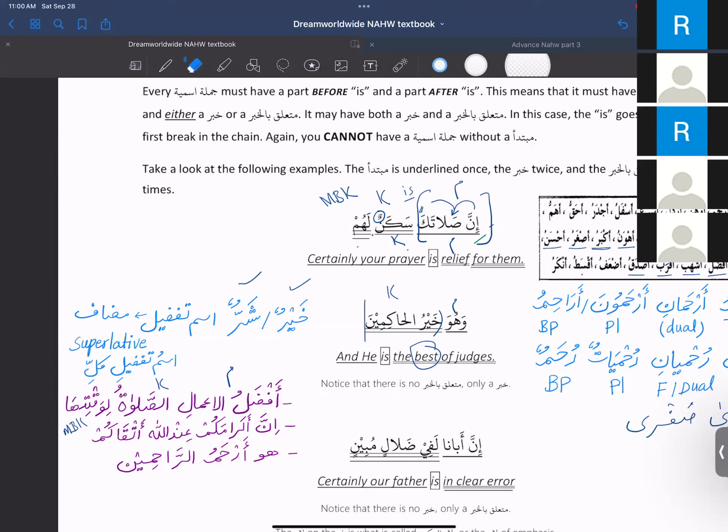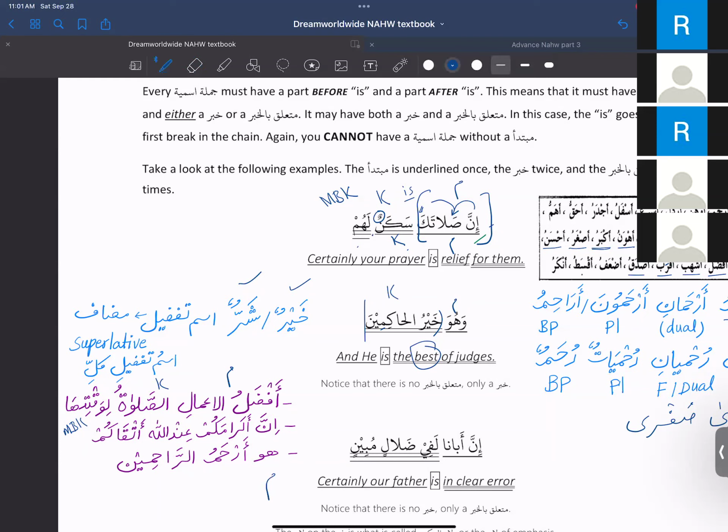Now, next one: huwa arhamur rahimin. Give me the macro label. When we are giving macro, we are not doing micro. We need to get into that habit. So, huwa arhamur rahimin: mubtada and khabar. Huwa is mubtada and arhamur rahimin is khabar.